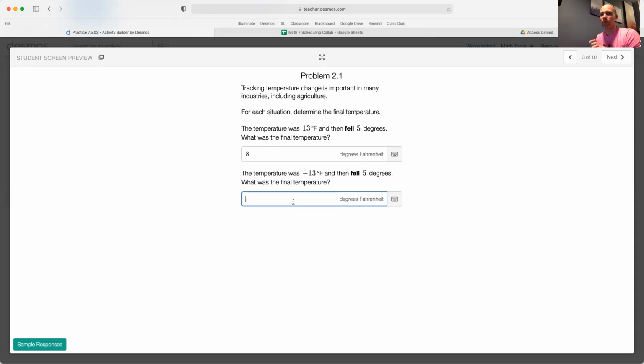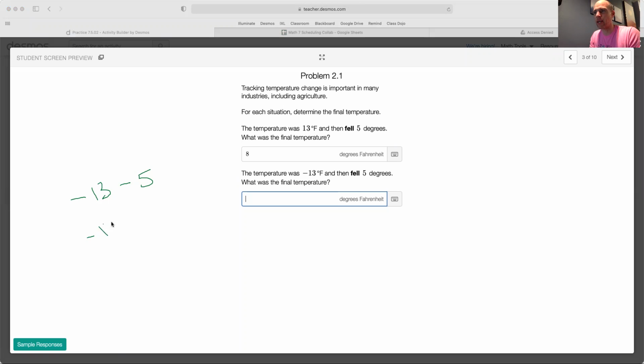Okay, the next one, a little bit trickier. The temperature was -13 degrees and then fell 5 degrees. What was the final temperature? So I can tell you that a lot of students would get this incorrect and write -8 there. That is not correct. So what we have here is -13 minus 5, right? It fell 5 degrees. Students mess this up all the time because they want to do the 13 minus 5 and they get -8. You can't do that.